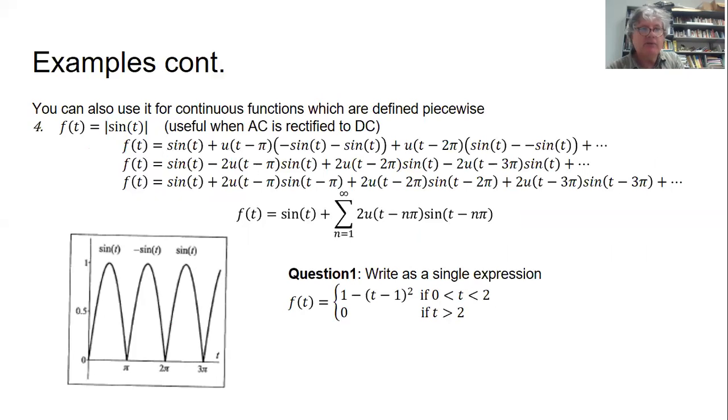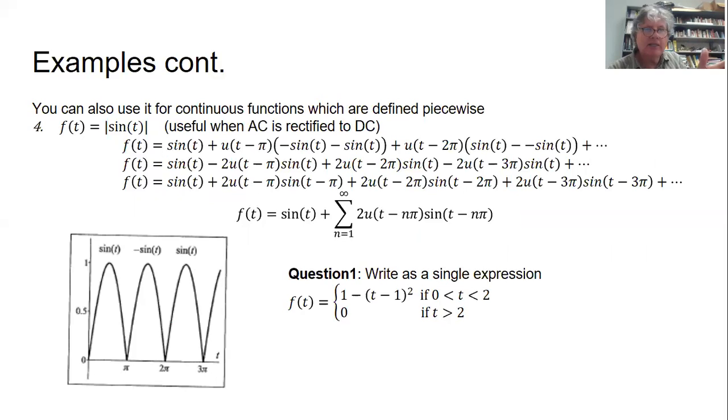You can also use it for continuous functions that are still defined piecewise. For example, let's have a look at the absolute value of sine t. That could be a forcing function. That's one you could use in electrical engineering, right? Because you go from AC, which is a nice sine wave, and you rectify it to be DC, so it's always going to be positive, so change it to absolute value of sine, right?